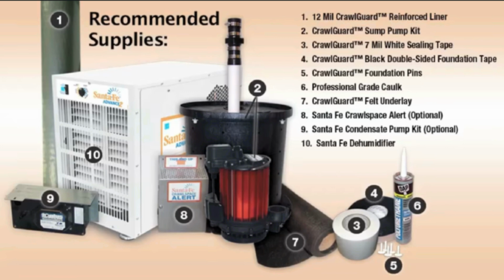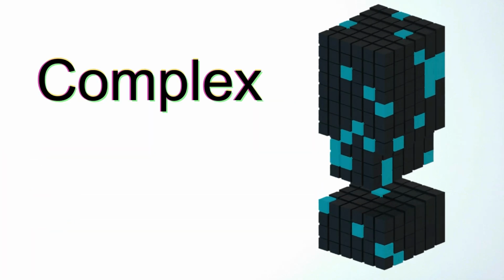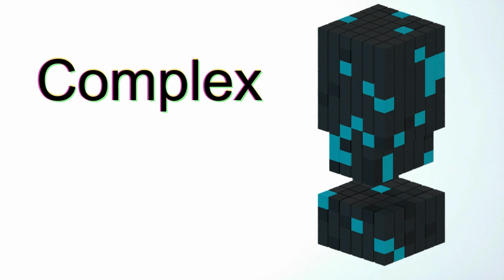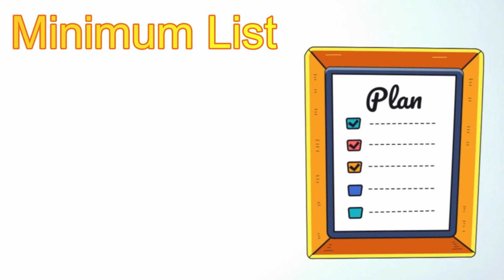The ninth item needed is a Santa Fe condensate pump kit, optional. The 10th and final item needed is a Santa Fe dehumidifier. One thing you want to note is this isn't a comprehensive list. The reality is, encapsulating a crawl space can be a complex job. This is a minimum list to help you get started.